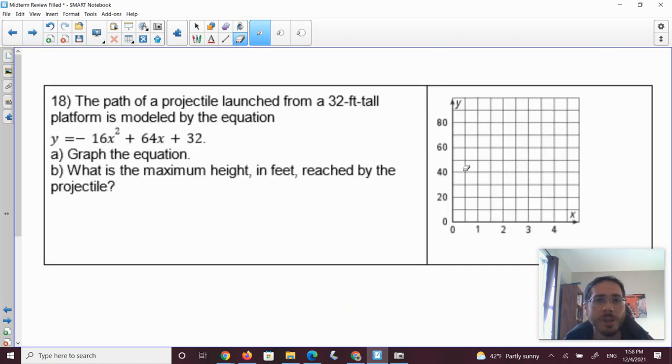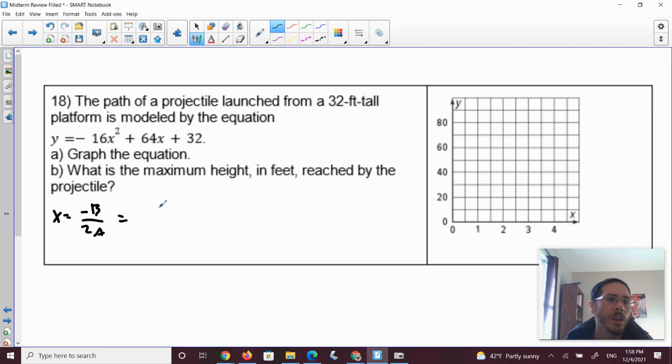For 18, the path of the projectile from a 32-foot tall platform is modeled by the equation y equals negative 16x squared plus 64x plus 32. Part A says graph the equation. So to graph the equation, I want to find out what the vertex is. So we're going to use our vertex equation, negative b over 2a, to get the x-coordinate of the vertex.